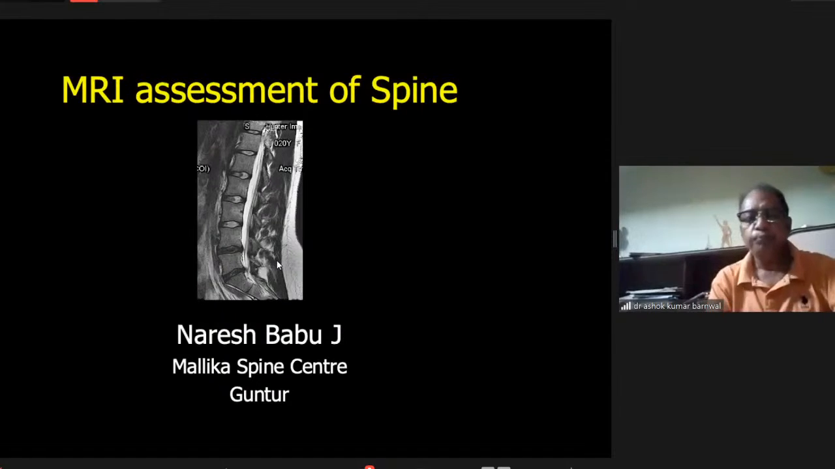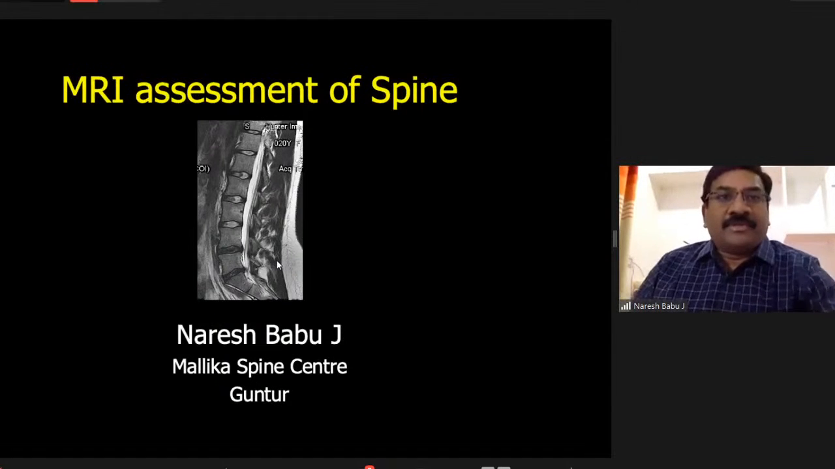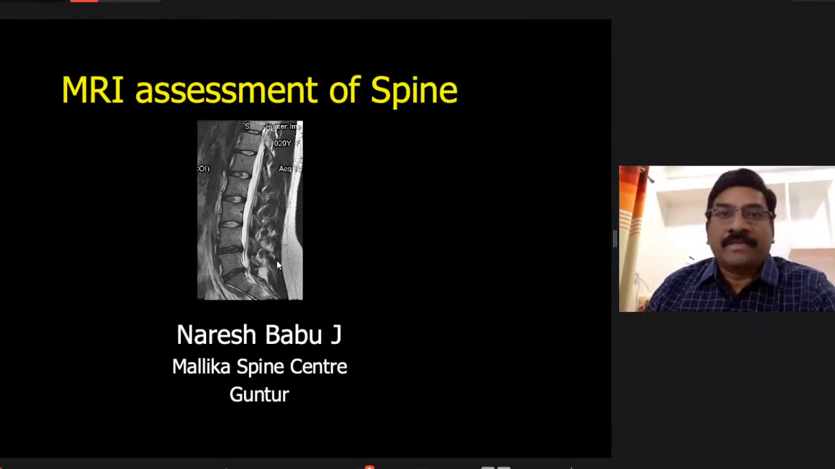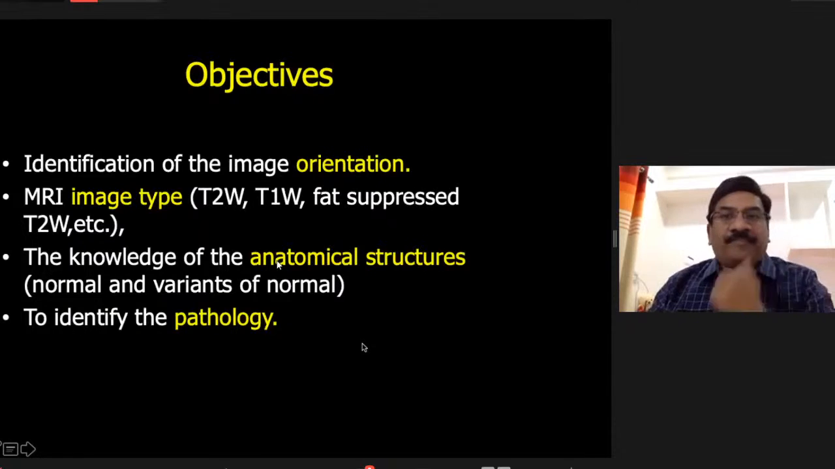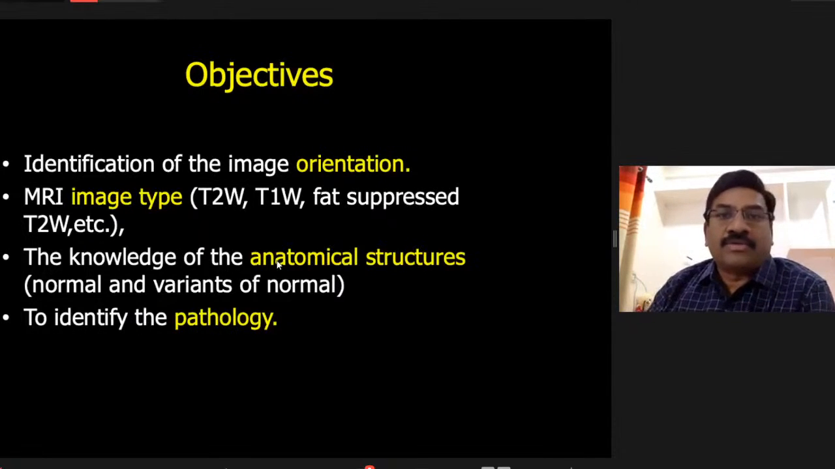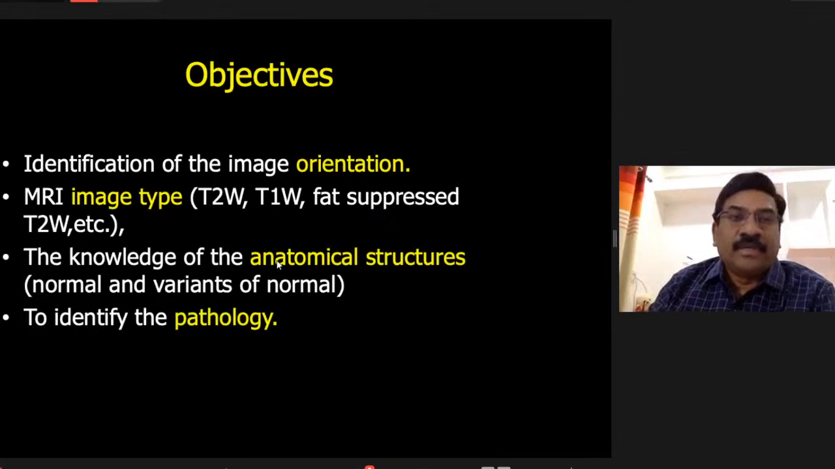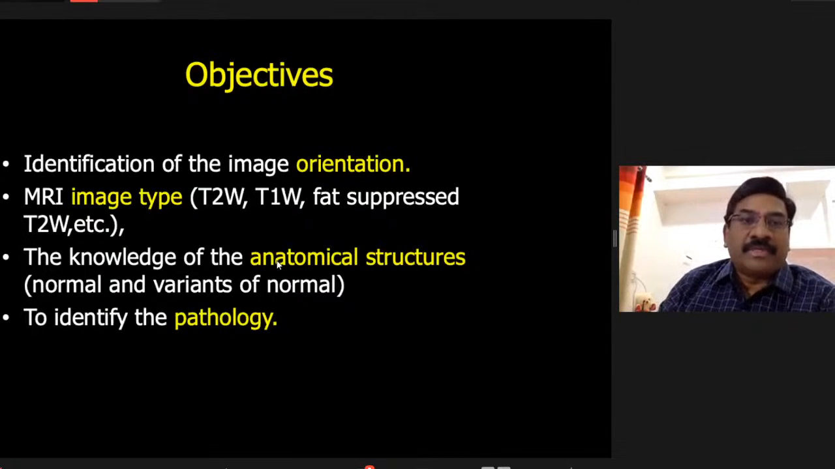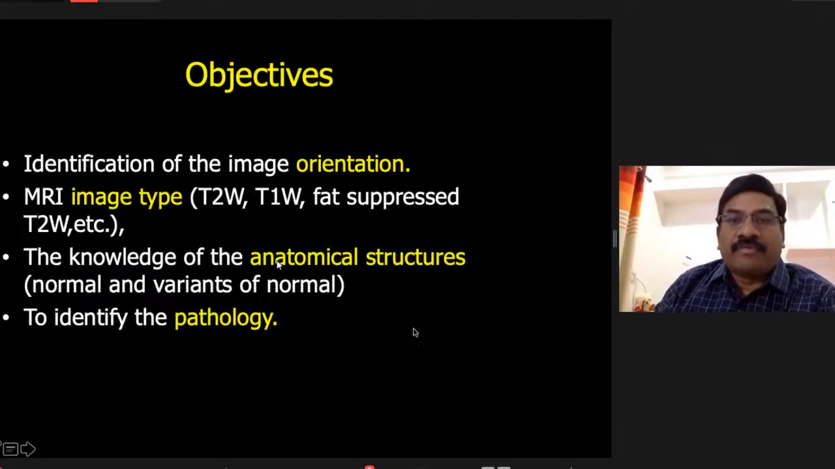Audible, sir. So I'm just moving ahead after radiological examination. The gold standard investigation of any spine patient is the MRI of the spine. The objectives of this presentation are to identify the orientation of the image which we usually use in spine, the MRI image types, different types of MRI image sequences, and the knowledge of some anatomical structures which are normal and some variations, and to identify a few of the pathologies.